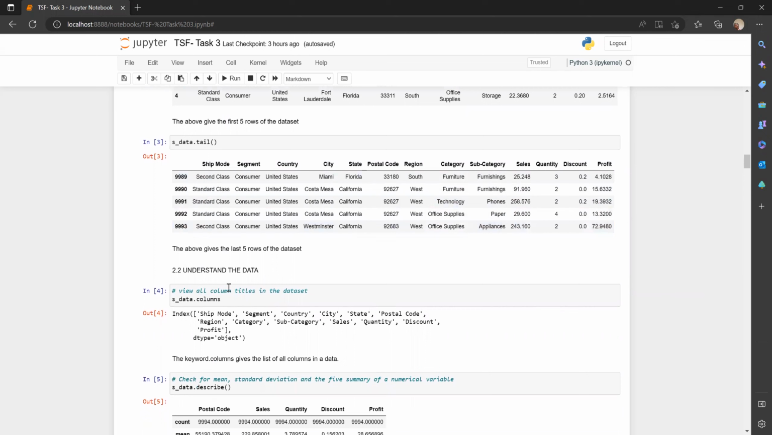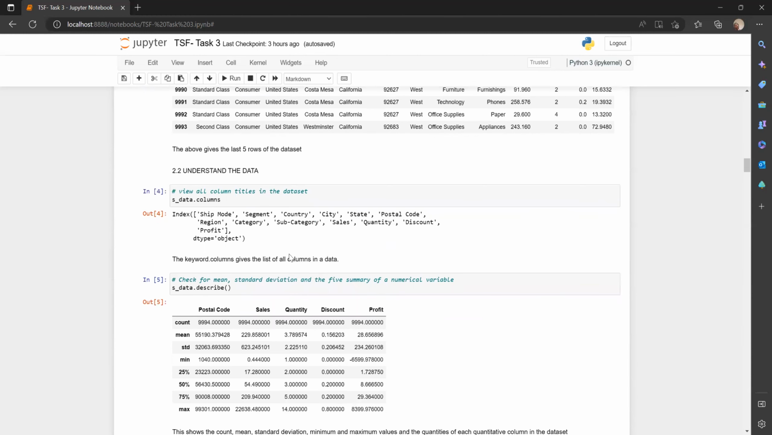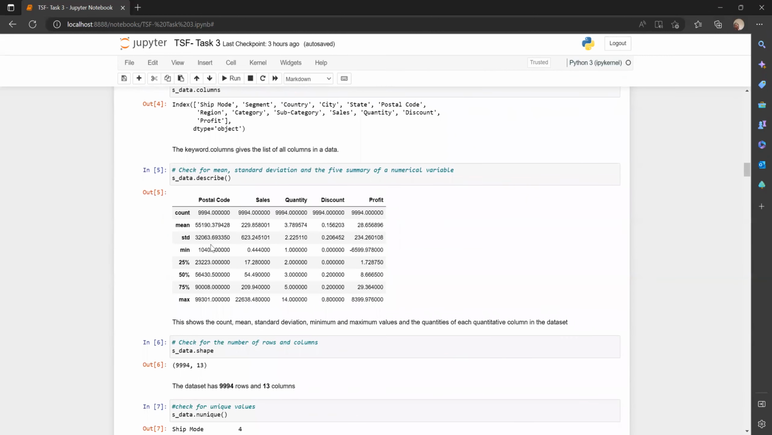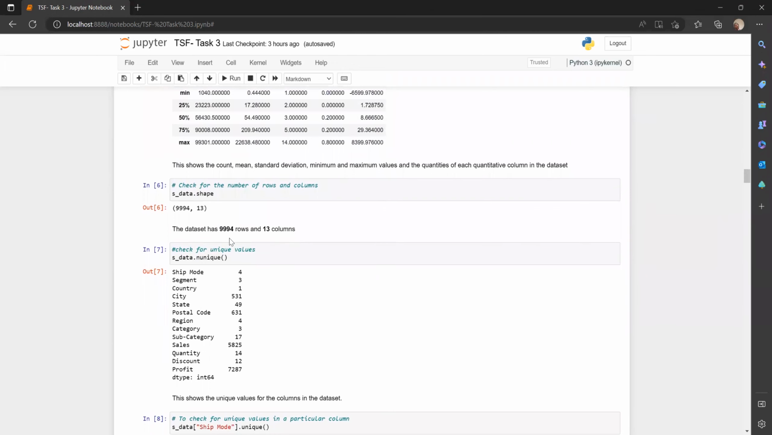The next thing I did was to understand the data, which includes viewing all column titles in the data set. The s_data.columns gives the list of all columns. The next thing was to describe the data using s_data.describe. This checks for the mean, the standard deviation, and the 5 number summary of the numerical variables. Then I checked the number of rows and columns. It shows that the data set has 9,994 rows and 13 columns.